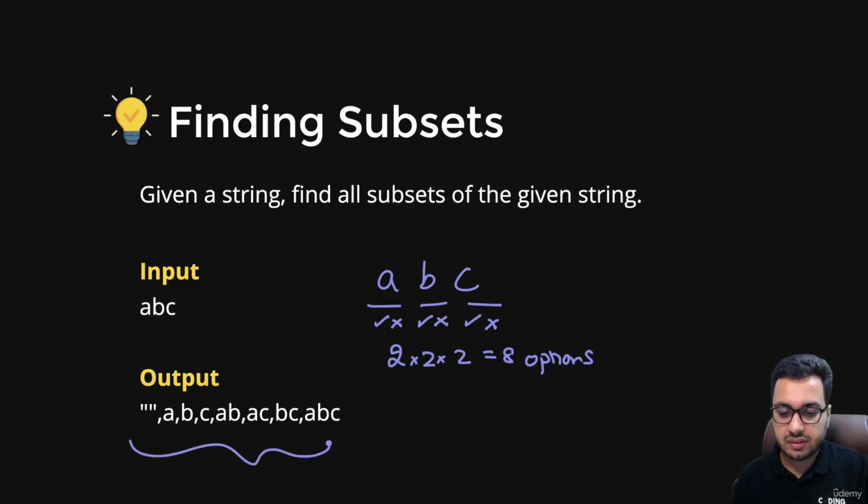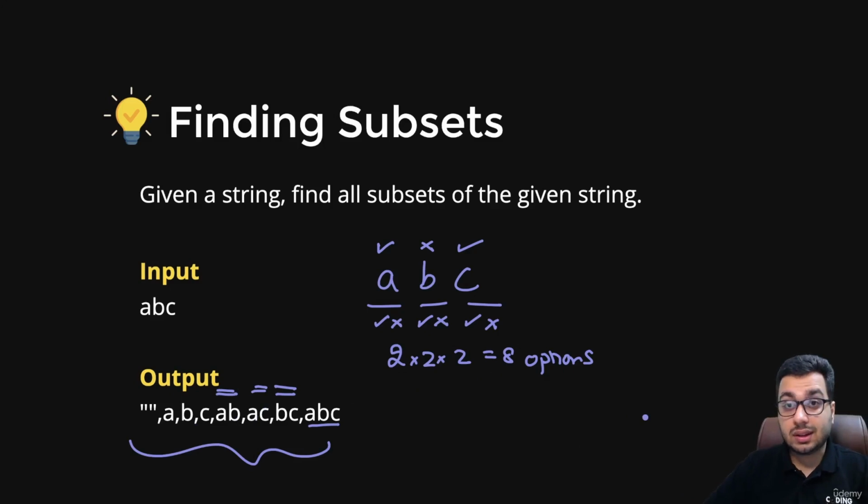And you can see, if we exclude all, then it is a null subset. If we include all, then it is ABC. If we include BC, then it is BC. If we include AB, then it is AB. If we take this one, ignore this one, or take this one, then it is AC. Similarly, we have AB, ABC, AB. So these are the 8 possible options that we can have.